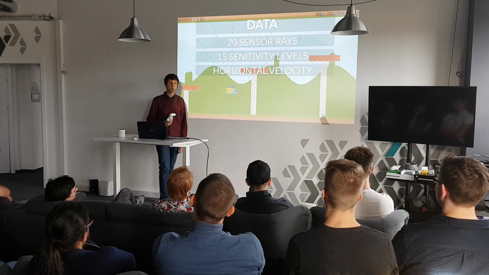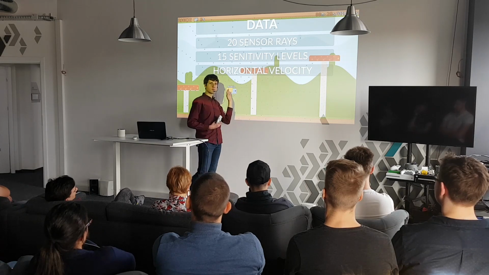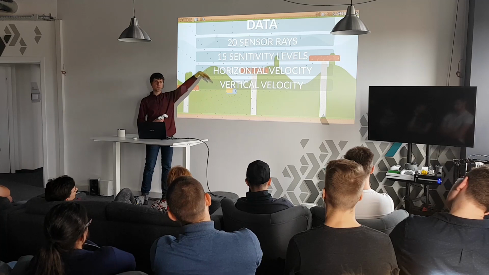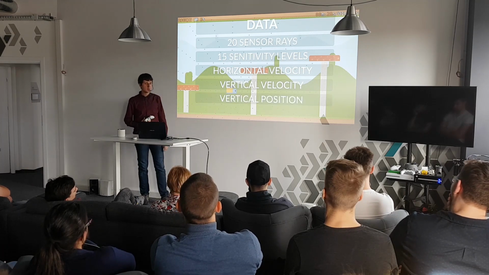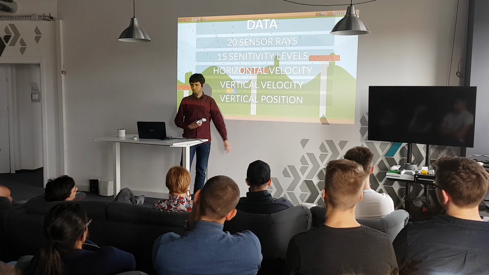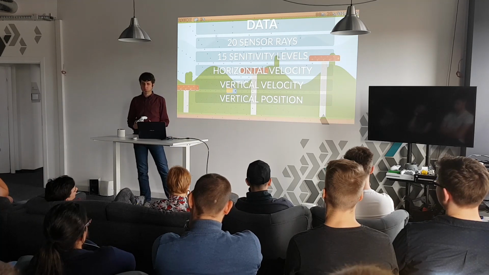Also, the spaceship knows the horizontal velocity, so the speed with which it travels from left to right. It also knows the vertical velocity, so it knows if it's falling down or if it's ascending up. And it also knows its vertical position, how far it is from the bottom of the level. So those are the data that the spaceship can have, that the algorithm can use.